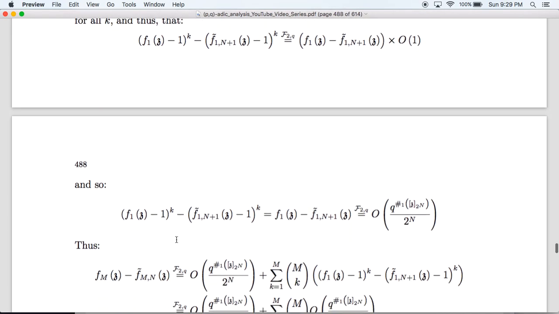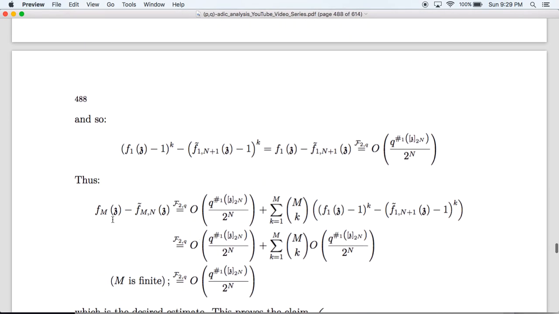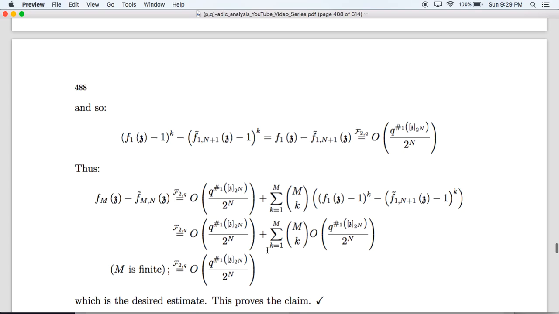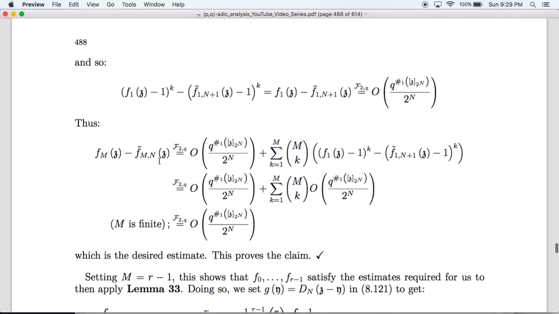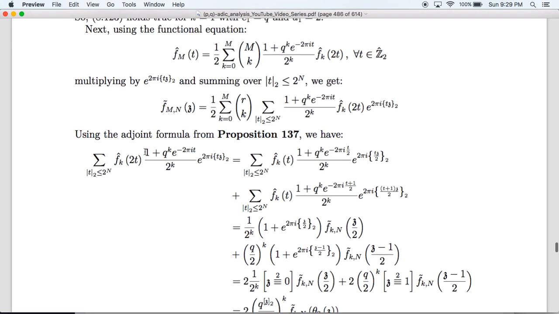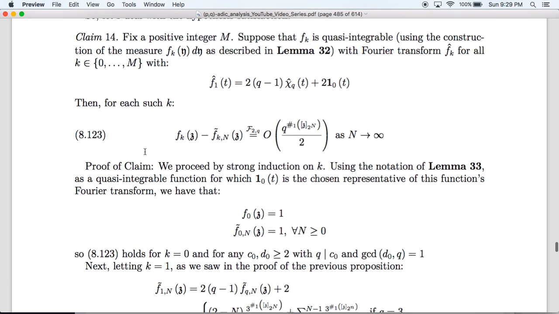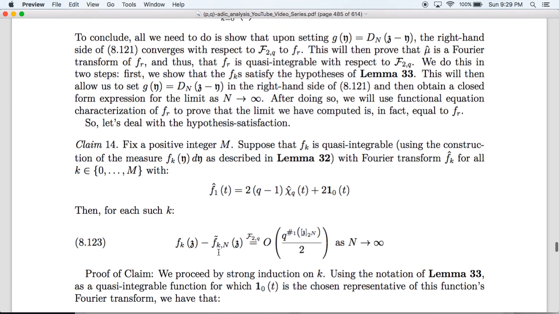So putting everything together, this difference is then equal to this thing, which as we saw is a big O, and since M is finite, we get everything we want. So this proves the desired estimate, which as we saw was this one, that for every such k, this estimate holds.